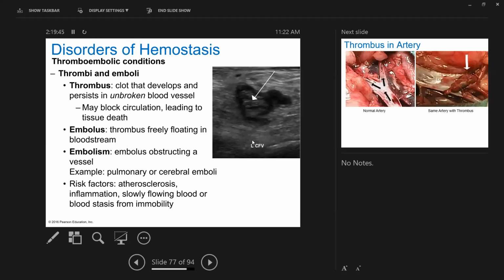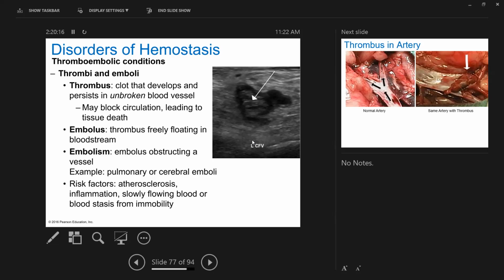Okay, a thrombus is a clot that forms in an undamaged vessel. A thrombus isn't moving. An embolism is a clot that has moved. It has broken apart from the thrombus. So a clot forms, that's a thrombus. A clot forms and breaks apart, and part of the clot is moving. Now we have an embolus. So an embolus is a clot moving. An embolism is where it blocks a vessel.